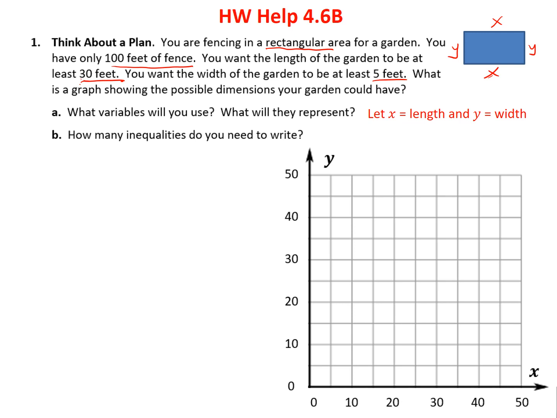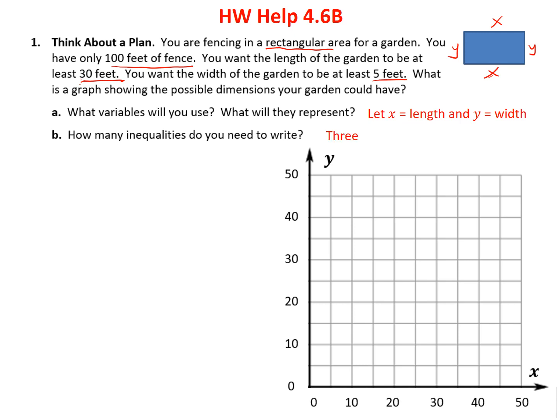All right. How many inequalities do we need? Well, look at the numbers we have. First of all, we only have 100 feet. So that's length and width all the way around. So that's the first equation. Then I want to have an equation for the length and the width. So I'm going to end up with 3 equations.